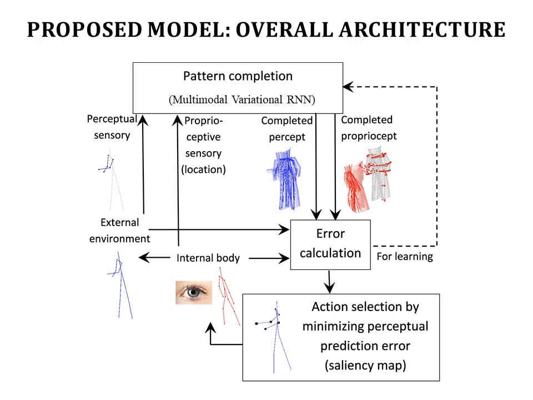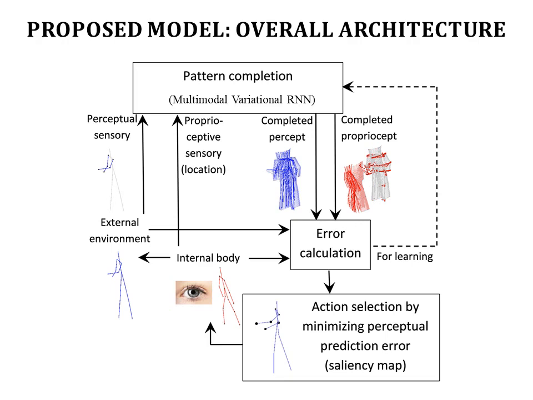From the sequence that is predicted, we calculate the error, which is the prediction error, and this prediction error is used for learning the pattern completion model as well as for selecting the action. This error calculation gives rise to the saliency map, which tells us where the error is the highest.